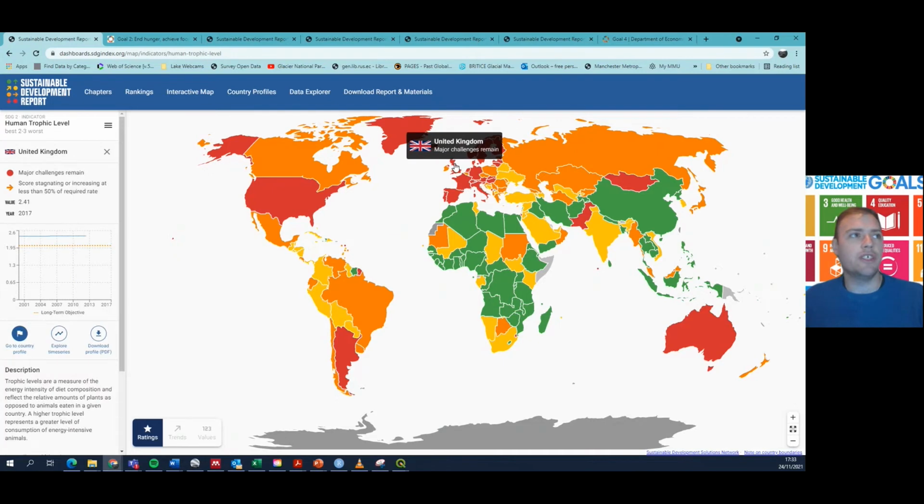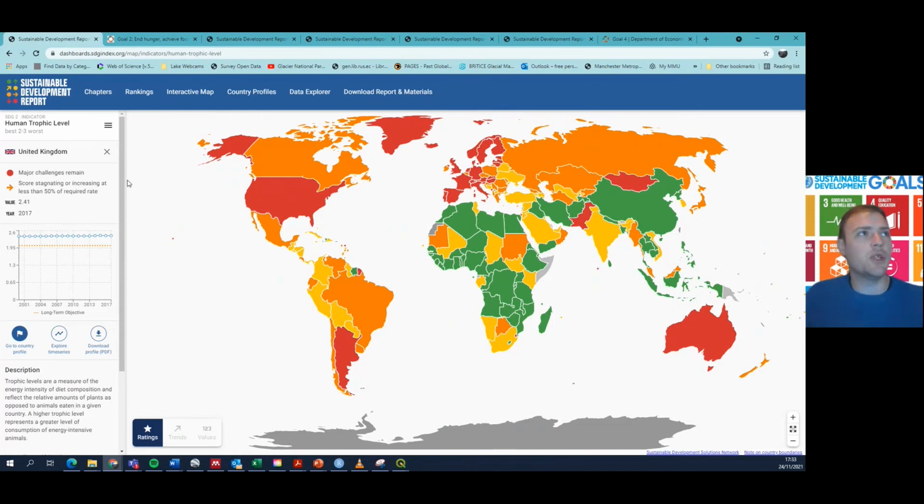Our diets are very inefficient. We're eating too much meat produce. And we can see that some of the countries where challenges remain for malnutrition also have more energy efficient diets. So that's telling us the countries that have enough food almost have too much food and are eating too many meat products, and countries that don't have enough food are eating more efficient diets.